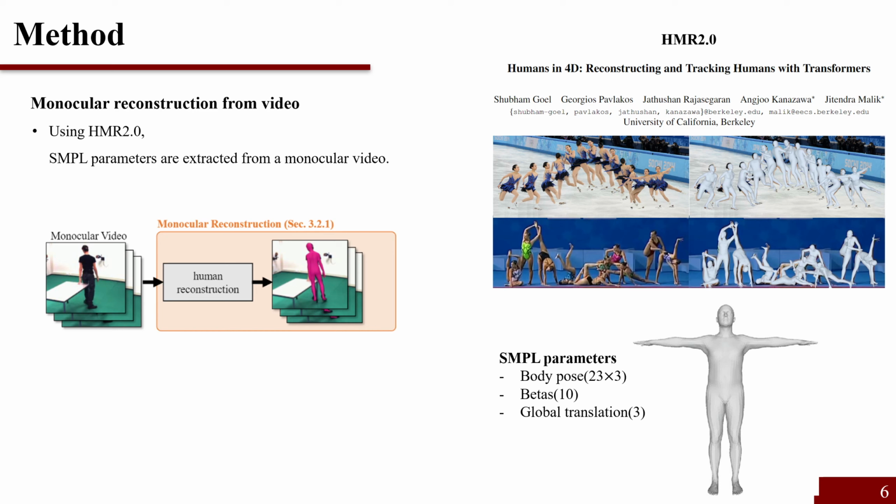And SMPL is a parametric human body model. The parameters consist of body pose, betas, and global translation. Body pose is the joint rotation, and betas represent the body shape with 10 float values.